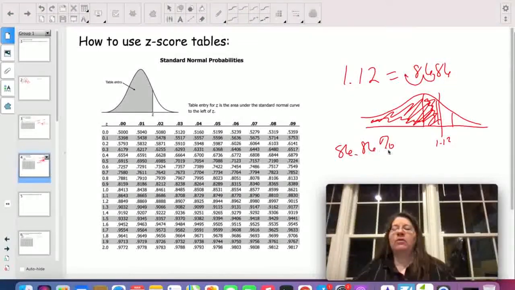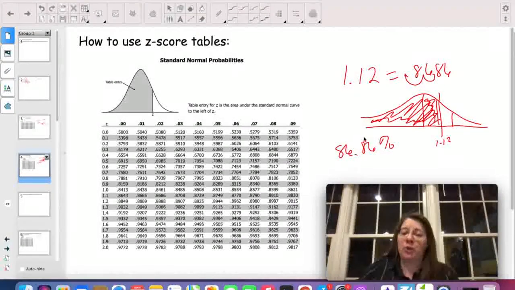So now, couldn't I also do this? Couldn't I say, if they ask me what percent of the data lies above 1.12, couldn't I just subtract 86.86 from 100 and figure out what percentage lies above? See, the z-score that you look up is always, every single time, going to be the percent of the data that lies below that z-score. So if they ask you for the percent of the data above that z-score, all you have to do is subtract what you get from 100 to get the opposite side. So it's really pretty simple.